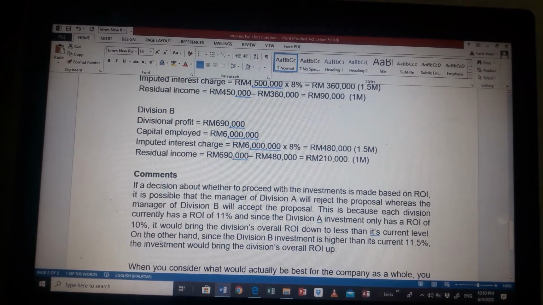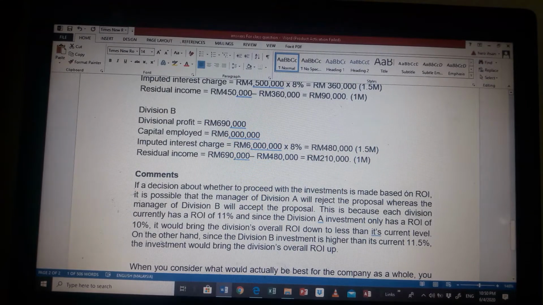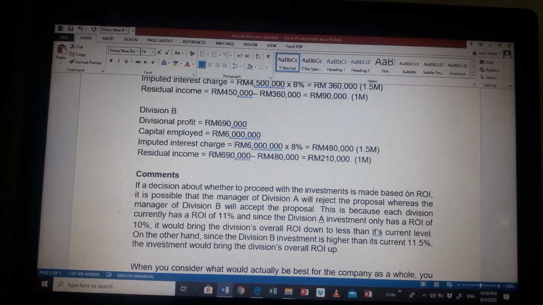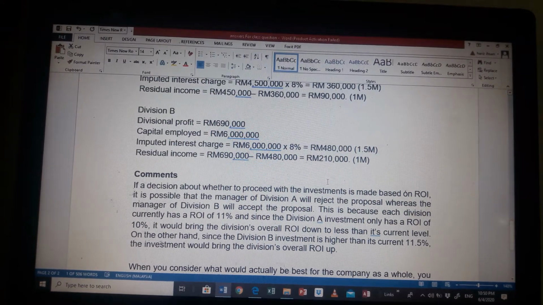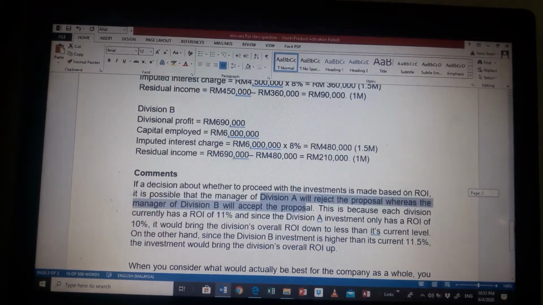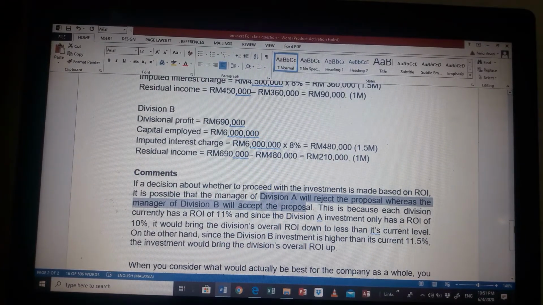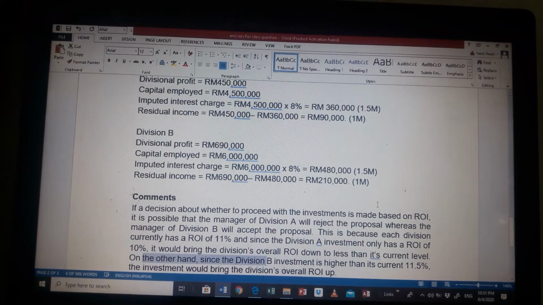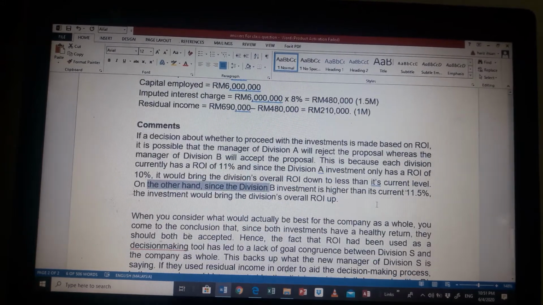So you as the management accountant need to give the best advice to the manager, so that they know, should we invest in A, should we invest in B? So now let's look at some of the suggested answers. If a decision about whether to proceed with the investment is made based on ROI, it is possible that the manager of division A will reject. Remember, it has an ROI of 10% instead of the pre-investment ROI of 11%. However, division B has an increase of 0.5%. So we should always partake in the investment for division B.